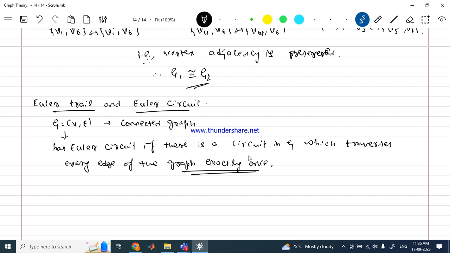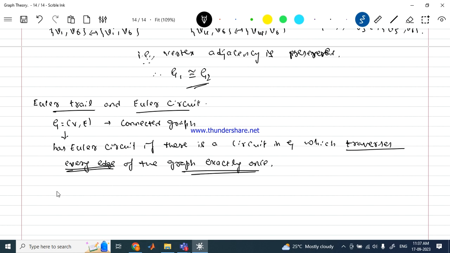That is, you should find a circuit. Circuit means there should not be a repetition of edges. You can have the repetition of vertices. It's a closed walk. There is no repetition of edges, you can have the repetition of vertices. But what is the expectation is that the circuit should traverse through what? Every edge exactly once.